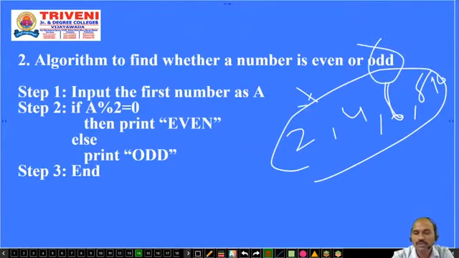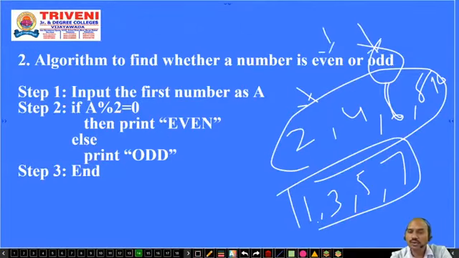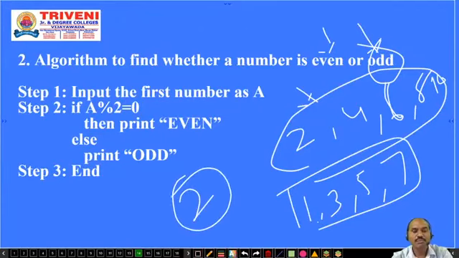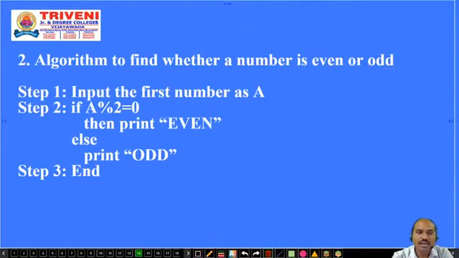Next, odd numbers. What is meant by an odd number? 1, 3, 5, 7. These are all the odd numbers. So how can you find out whether it is odd or even? It depends on calculating by 2. When you divide by 2 and the result is 0, it is an even number. If it is not 0, the value comes as 1, that means it is an odd number. So this is the algorithm for finding even and odd numbers.